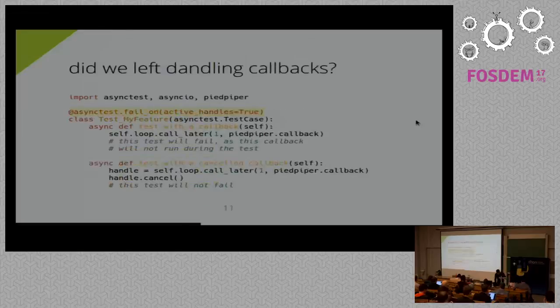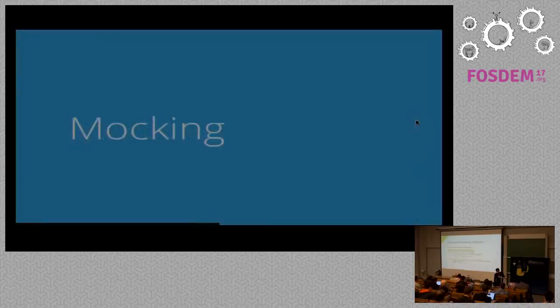So in that case, you might want to be sure that if you schedule a callback for later, it has been executed before the end of your test. We can check that with an optional test called active_handles that you can also enable with the fail_on decorator. In this example, I use the decorator on the whole class, so it will apply on all tests, obviously. And the example at the bottom shows that I also handle the case where you cancel the handle and the callback.